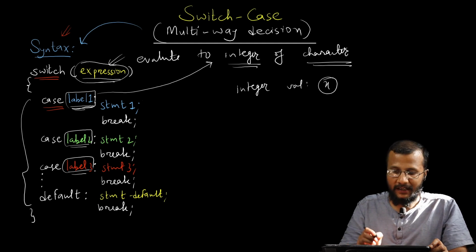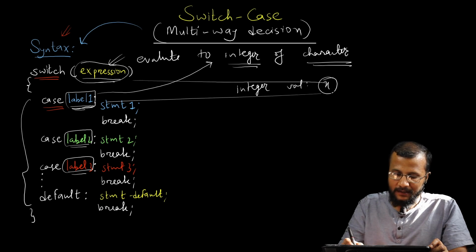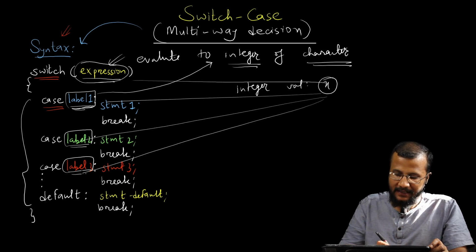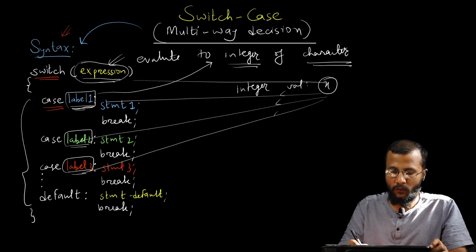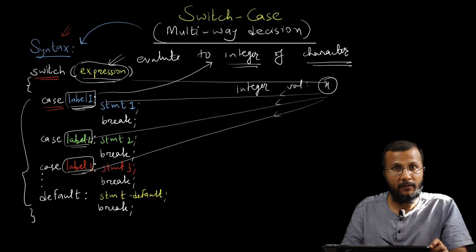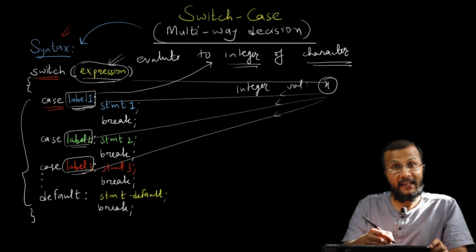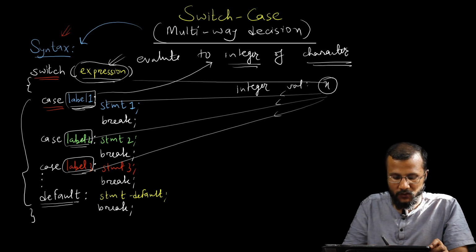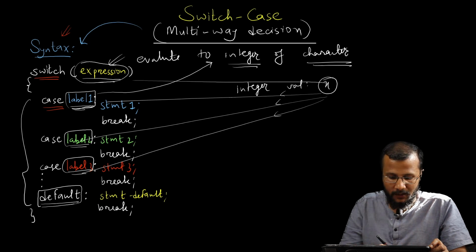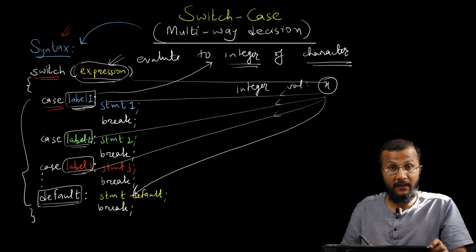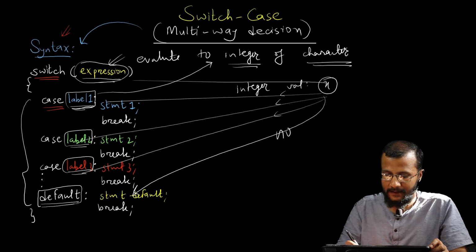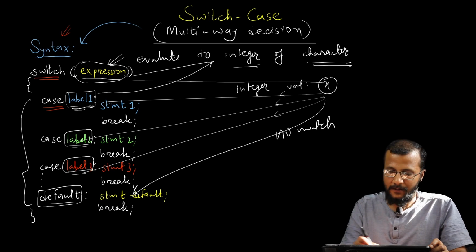Now it will check the output of this expression, x. Which label is this x matching with? It will match with one of these labels, or it may not match any label. If it is not matching any label, it will go to default. Default is a keyword in C. We don't have a label here, we just write default. If nothing matches, then the default statement is executed.